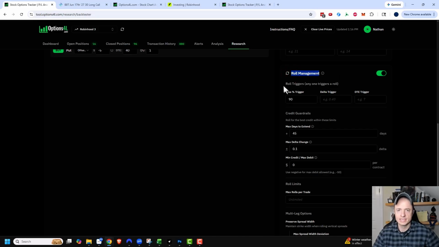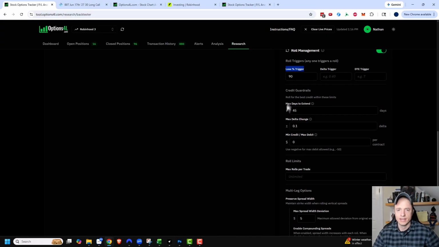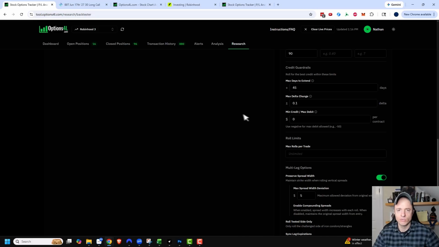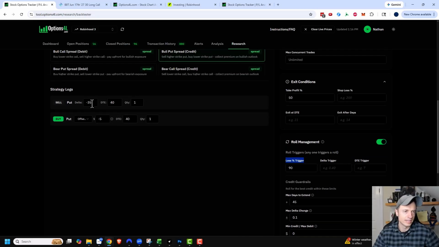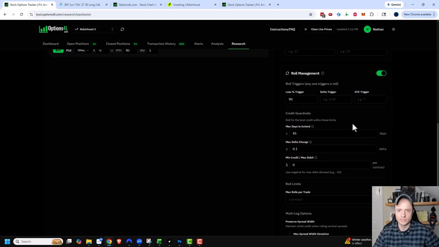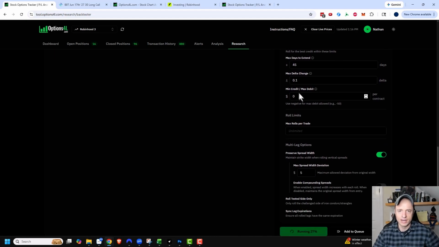So in this case, if the roll was triggered when loss hit 90%, so instead of doing a stop loss, we rolled the position. The max days to extend was 45 days. Max delta change was 0.1. So right here, our delta is 35. So that means that I would roll to a 0.45 or 45 if needed. I was willing to increase my delta. And I wanted to roll for a credit, so I would not roll for a loss.